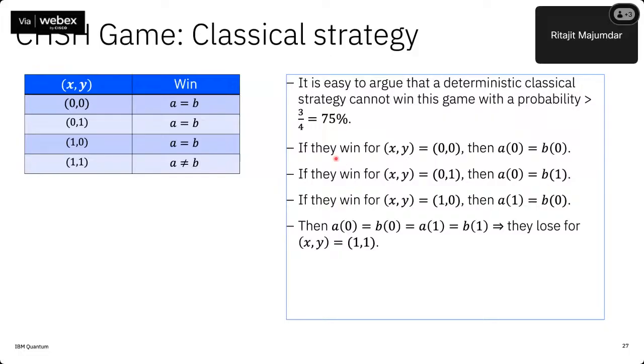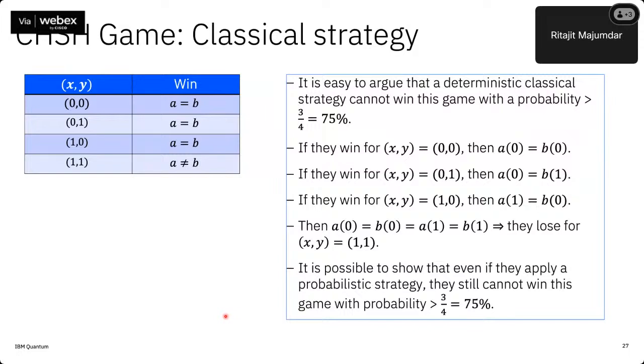So this is easy. We need not go into this too mathematically. You get the idea of what will happen here. I will not go into the long calculation here, but you can work out what happens if Alice and Bob apply a probabilistic strategy. Instead of always answering 0, they use some classical probabilistic strategy, maybe tossing a biased coin and answering depending on the outcome. Even if they use this kind of strategy, they cannot win the game with probability more than 75%.